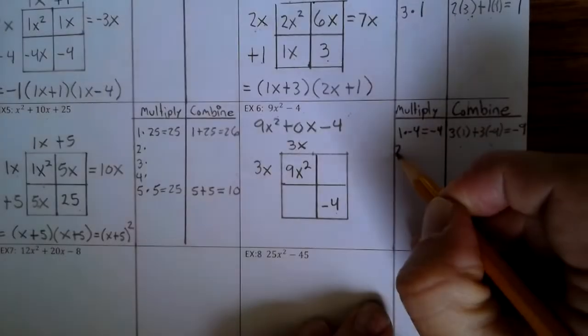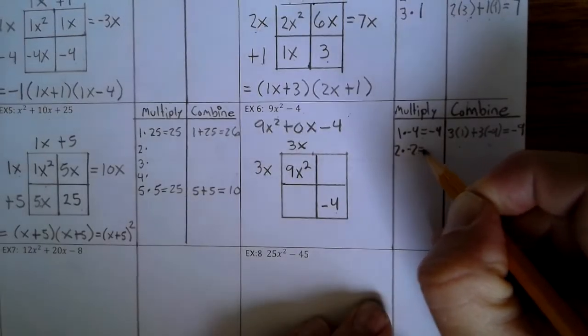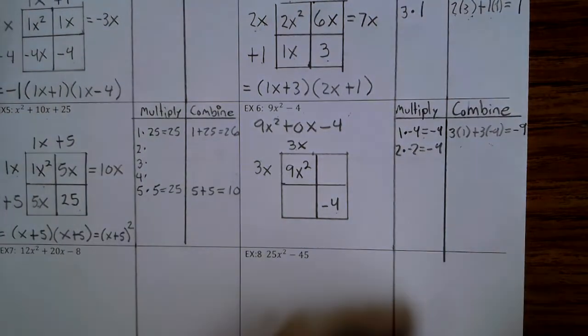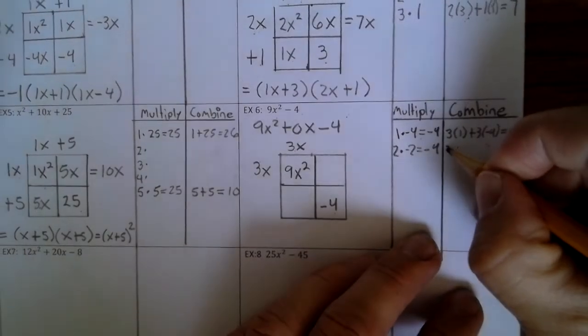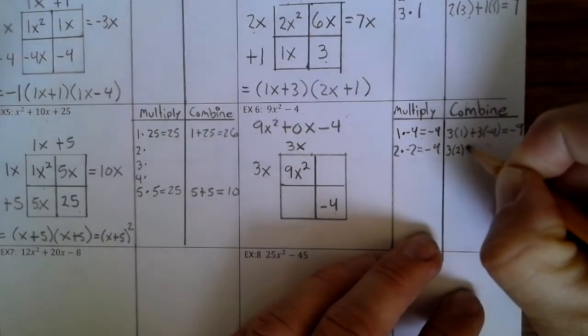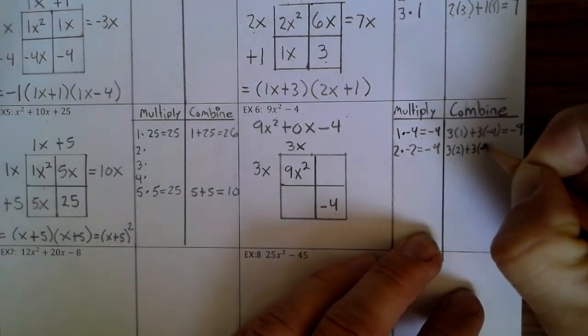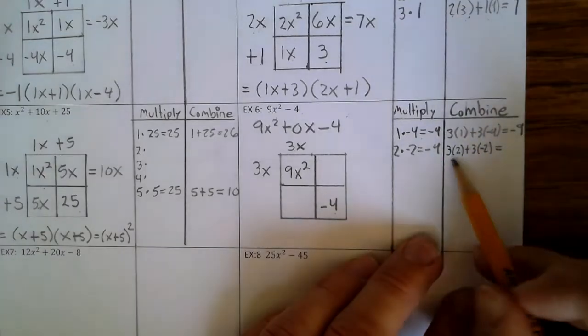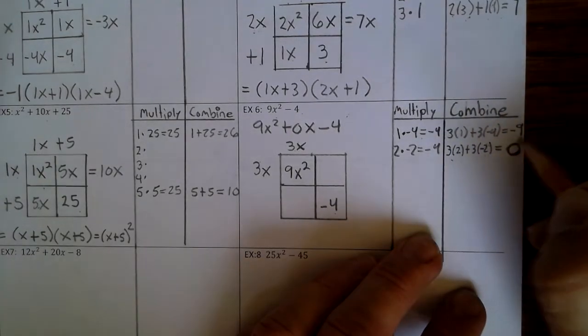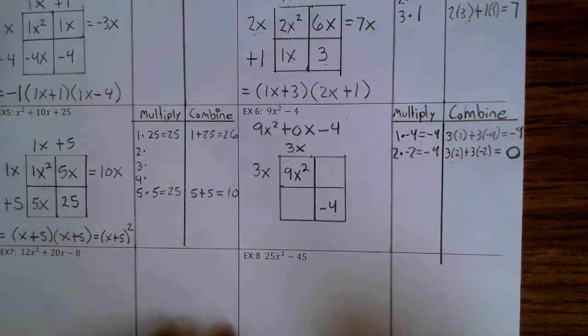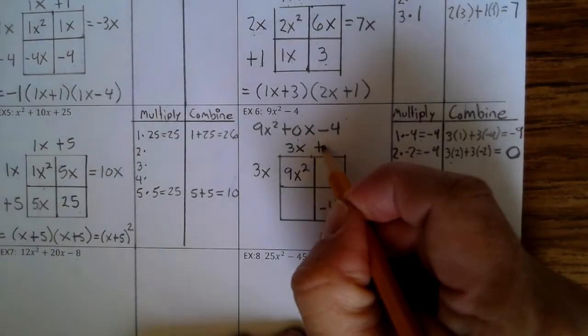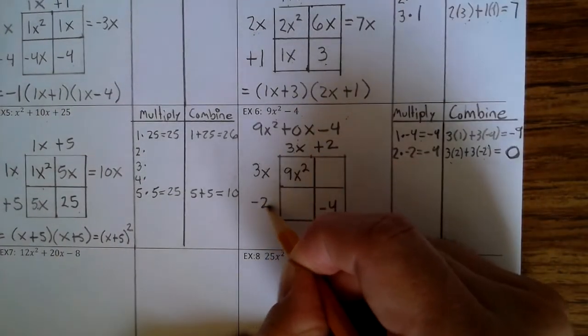So now 2 times -2 is -4. So then that's 3 times 2 plus 3 times negative 2. Well, that's 6 minus 6, which is 0. We have the middle term, so we know that this will be 3x plus 2, 3x minus 2.